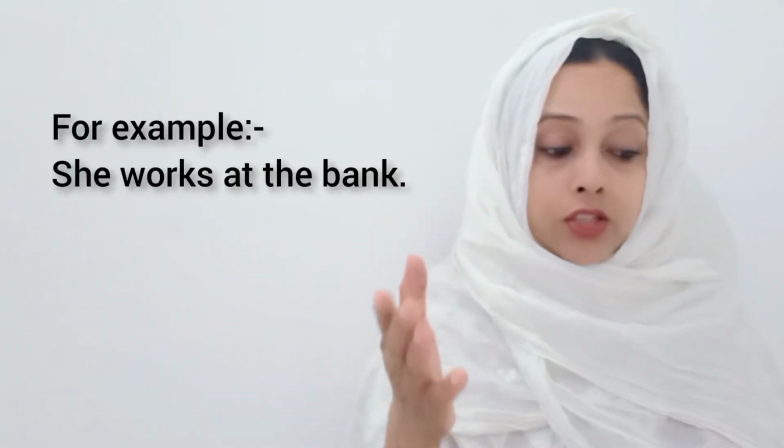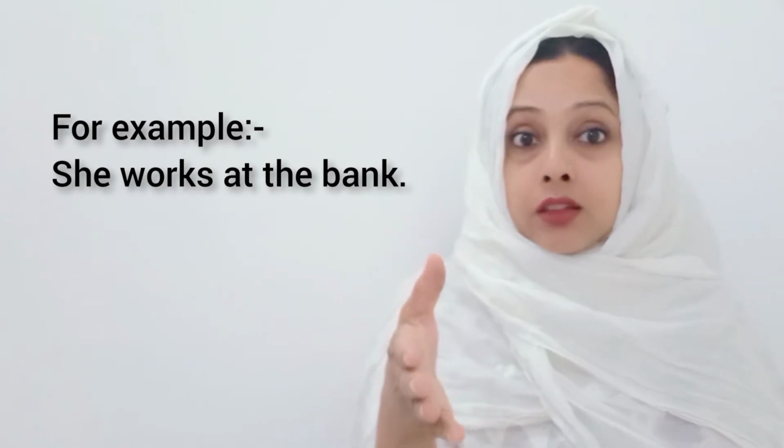Example: she works at the bank. Although the name of the bank has not been mentioned in the sentence, it has still become proper because the girl we are referring to is working in that bank. So because the subject is connected with the place, it has become a proper noun. So we can use at. Next thing, I have told you two points.